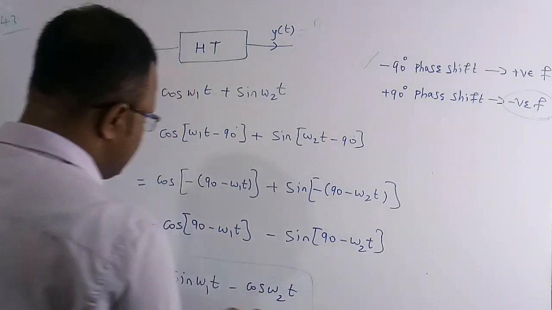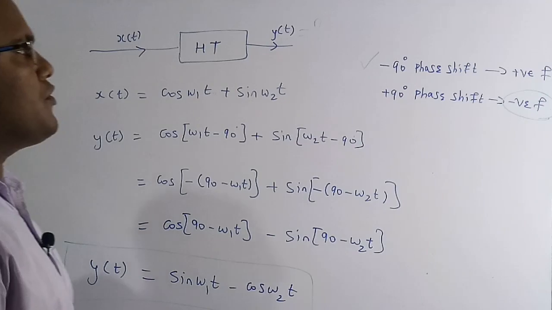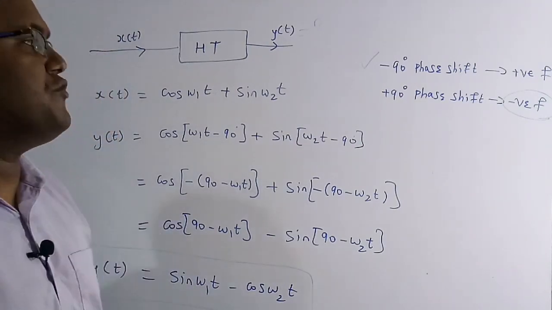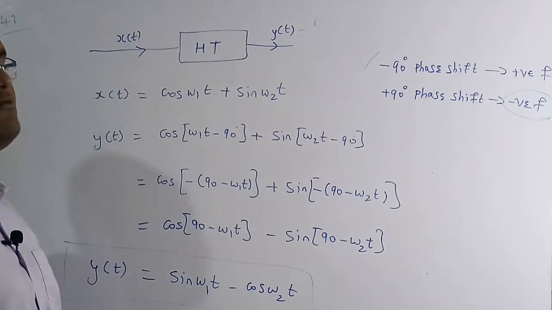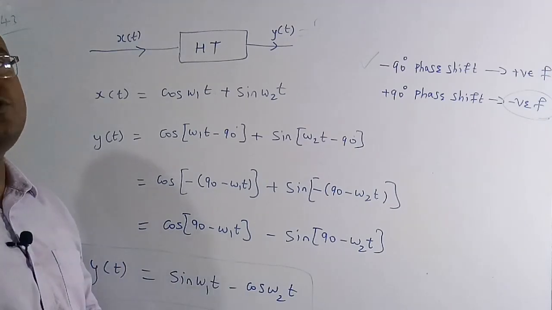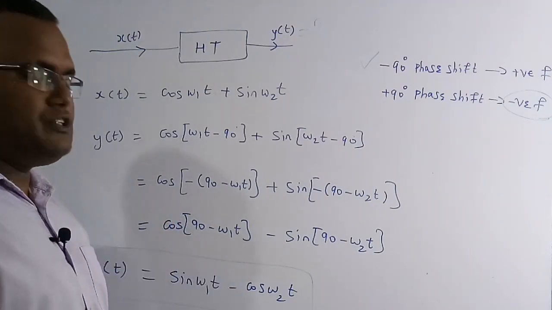So this Hilbert transform is going to produce an output with a phase difference of minus 90 degree for the positive frequencies. Just add the minus 90 degree for each and every term, and then we are going to get this output. Now we are going to solve the 44th question.